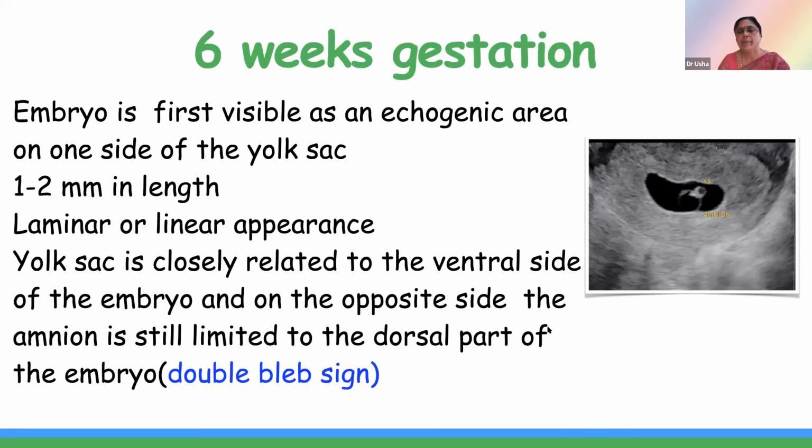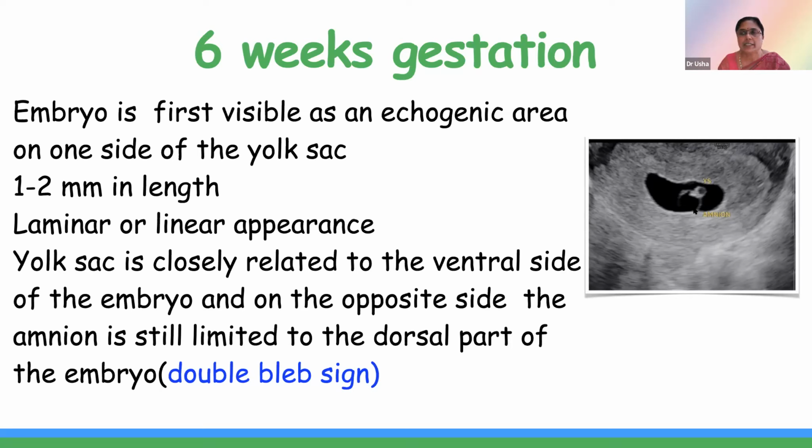If you just see week by week what happens in the gestation, at around 6 weeks, the embryo is first visible as an echogenic area on one side of the yolk sac. So you know this is the yolk sac, and this is the fetal pole. It is around 1 to 2 mm in length. It is just linear or laminar in appearance. This yolk sac is on the ventral side of the fetus, and on the dorsal side, you have the amnion. At this time, this amnion is restricted to only the dorsal portion of the fetus.